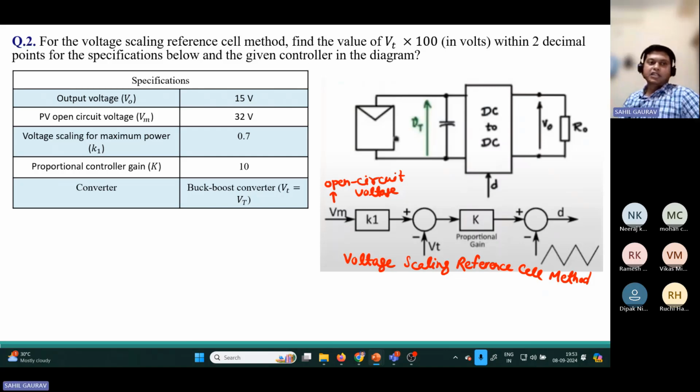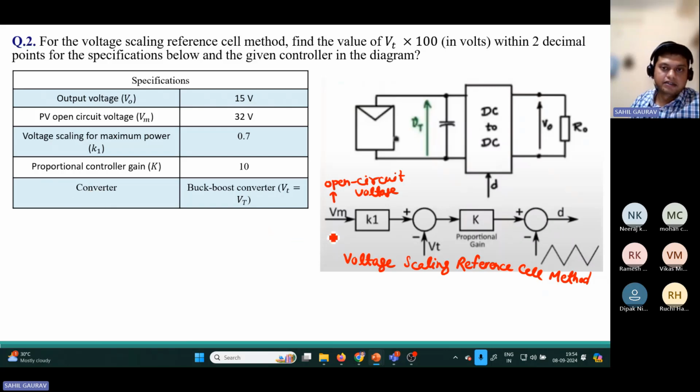Open circuit voltage is multiplied with voltage scaling factor K1. You will get the maximum power point voltage and you have to compare it with the sensed voltage, plus proportional gain. So let us solve this problem.